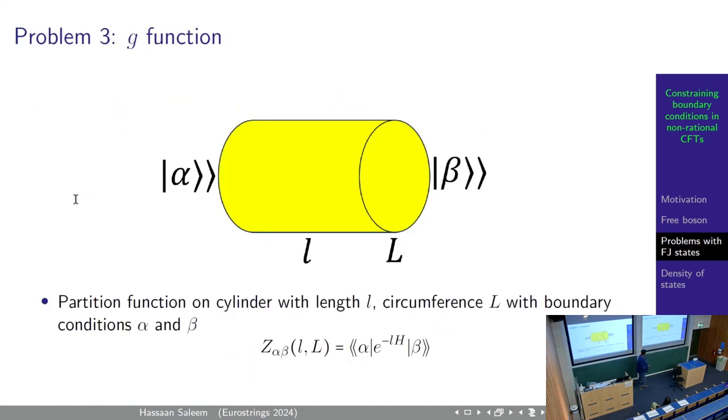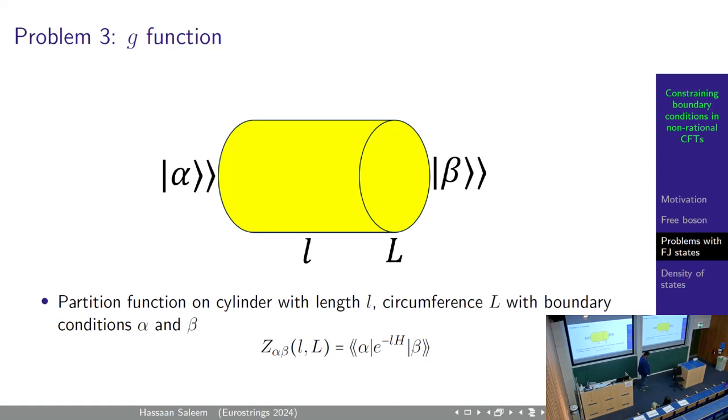Okay. Now there's a third problem with these states as well. To talk about that particular problem, I will briefly need to talk about what the G function is. Most probably you all already know that, but let me still go through it. If you consider the partition function of a CFT on a cylinder with boundary conditions alpha and beta on its two boundaries, and let the length of the cylinder be small l and its circumference be capital L, then this is the partition function.